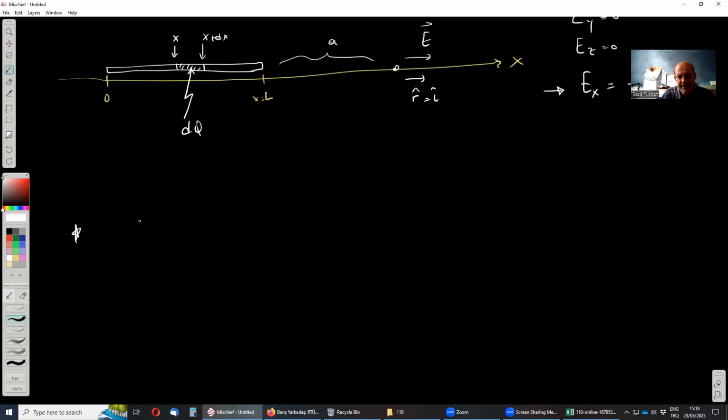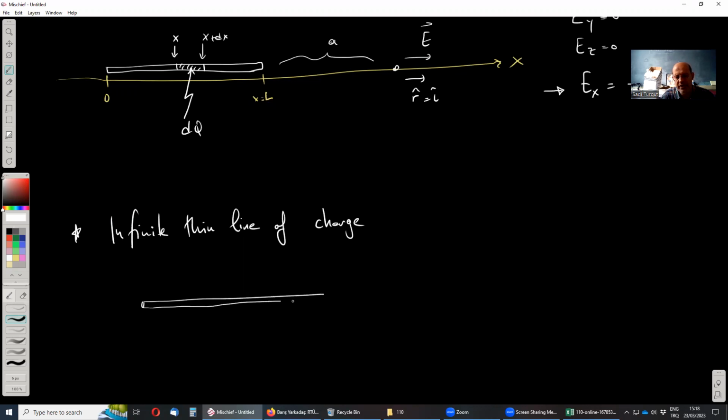The second problem is an infinite thin line of charge. It is similar to that, but it is infinite, so it's extended to infinity. In that case, the total charge would be infinite, but instead we talk about the linear charge density. And we would like to find the electric field at a point at a distance r.